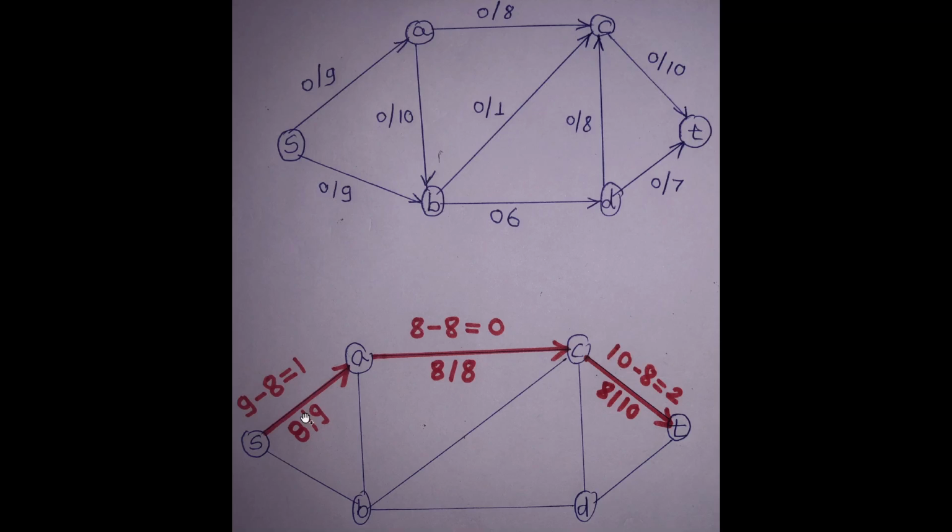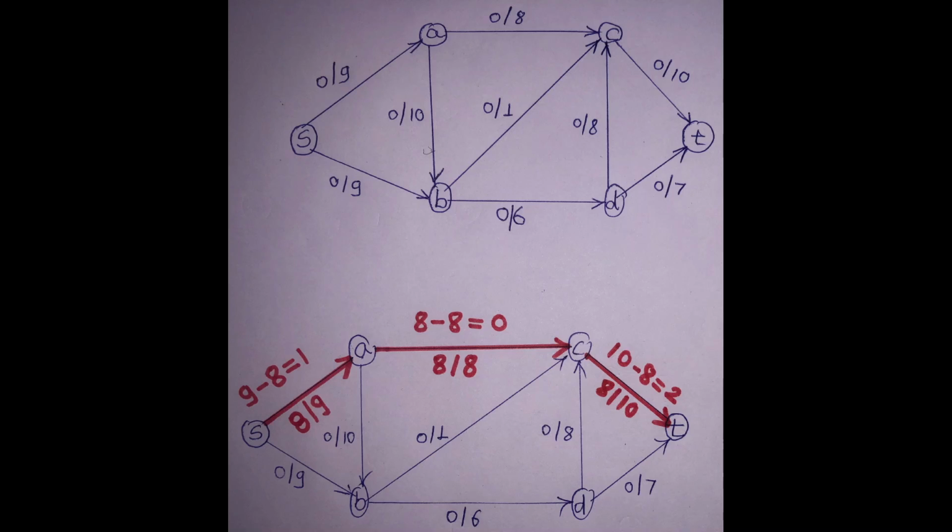So this is the first possible path, S to A to C, C to T. And how much flow did we get? Now I am writing over here the remaining paths, which are still unutilized. The utilized path is S to A to C, C to T. The remaining paths are as they are.